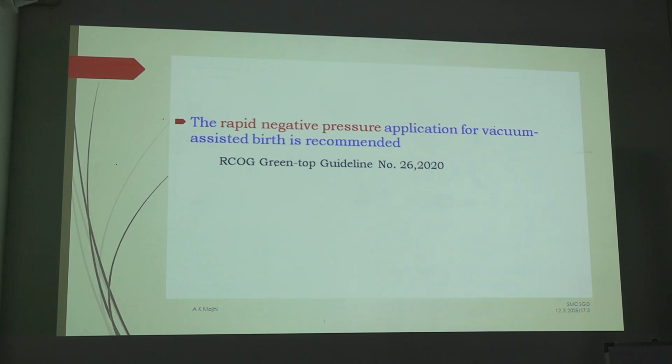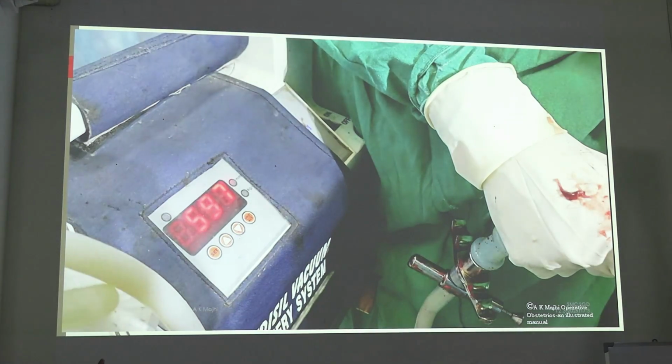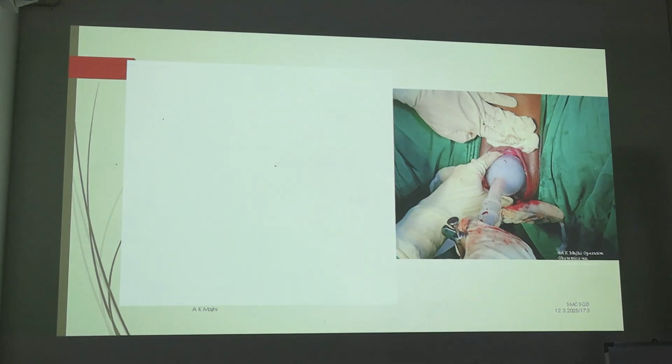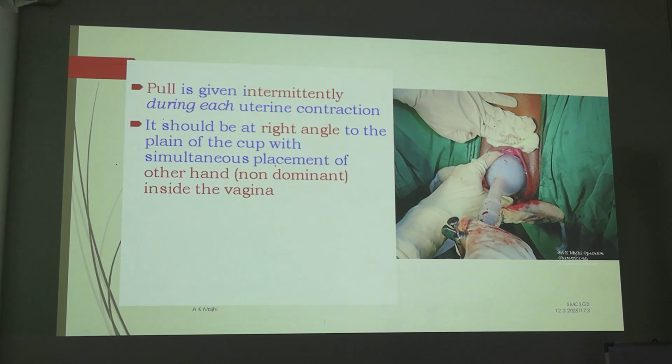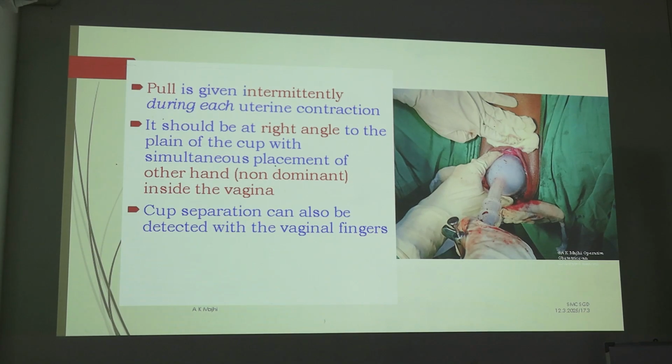আর 6 to 8 মিনিটে উঠে যাবে, আর কুইকও করতে পারো, অসুবিধা কিছু নেই। এখন বলছে আরসিওজি গাইডলাইন যে কুইক করে করো, আরসিওজি গাইডলাইন এই যে 597 মানে 600। All of you, so the pull is given intermittently during each contraction. During each contraction, it should be a right angle. এই ফিঙ্গারটা ভেতরে আছে। Cup separation can also be detected with the vaginal finger.